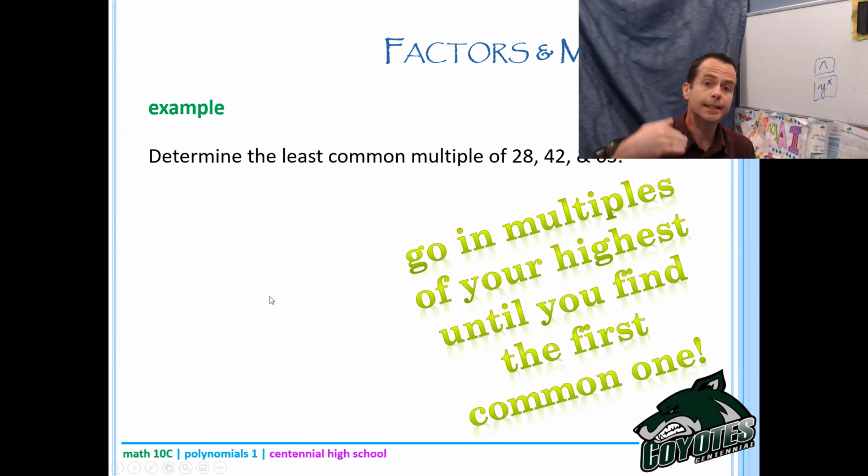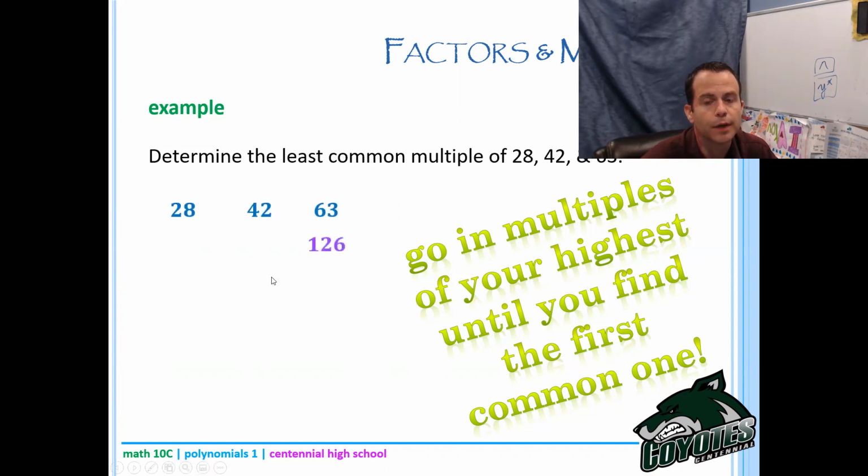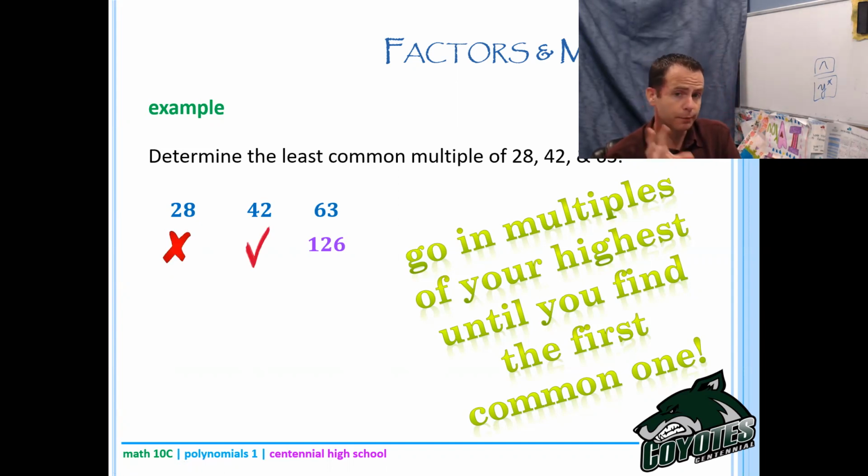So then I go to my next multiple of 63. I'm choosing the higher one just because that will get me there quicker. So I'm going to go 63 times 2, and I'm going to try that. Okay, 63 times 2 is 126. When I try 126, I actually get that it doesn't work for 28, but it did work for 42. Okay, so 126 is a multiple of 42. How do I know that? Because I go 126 divided by 42, and I get a natural number. Okay. When I go 126 and I divide by 28, I don't get a natural number, so I know that 126 is not a multiple of 28. Okay, it has to work for all 3 in order for it to be the least common multiple.